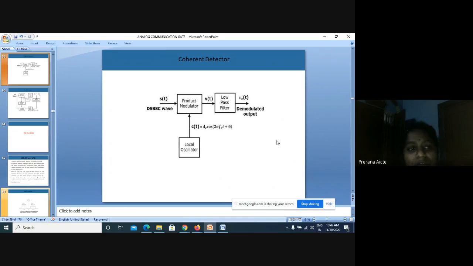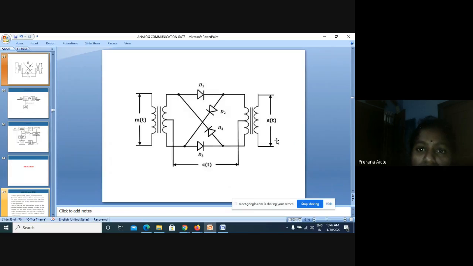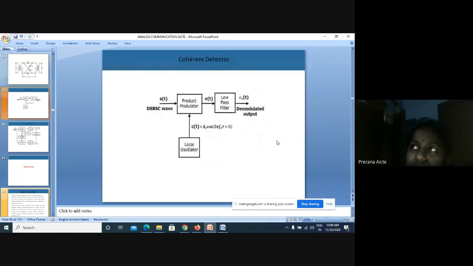Next, coming to demodulation techniques, coherent detection. Coherent detection is one of the techniques which we use for demodulating your original message signal. In this technique, we'll have a product modulator. To this product modulator, one signal which we give is S of t, the received signal, which is multiplied with the same carrier signal C of t, Ac cos of 2 pi fc t plus phi. But here we have to see that there should not be any phase error.